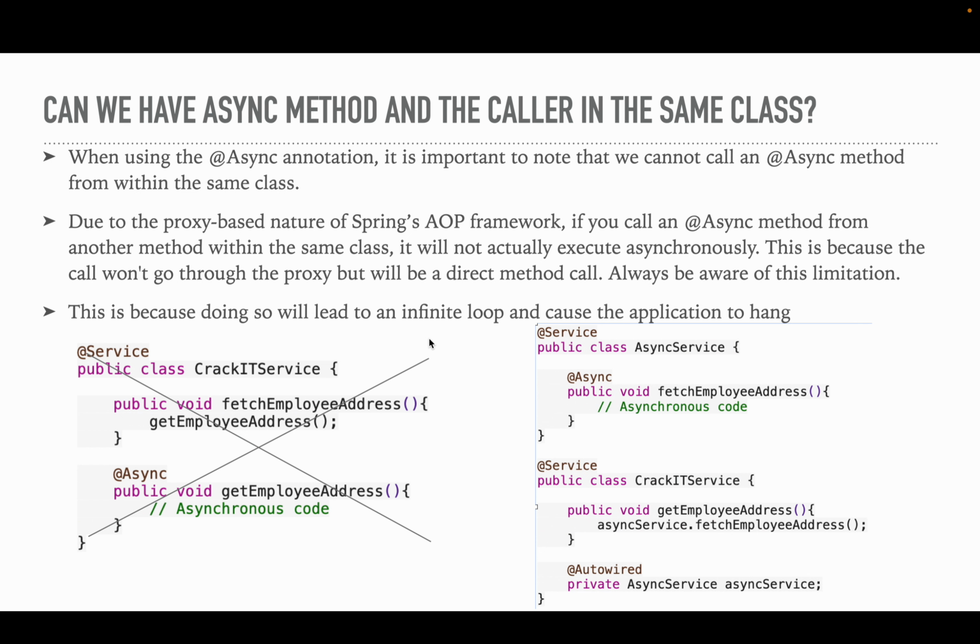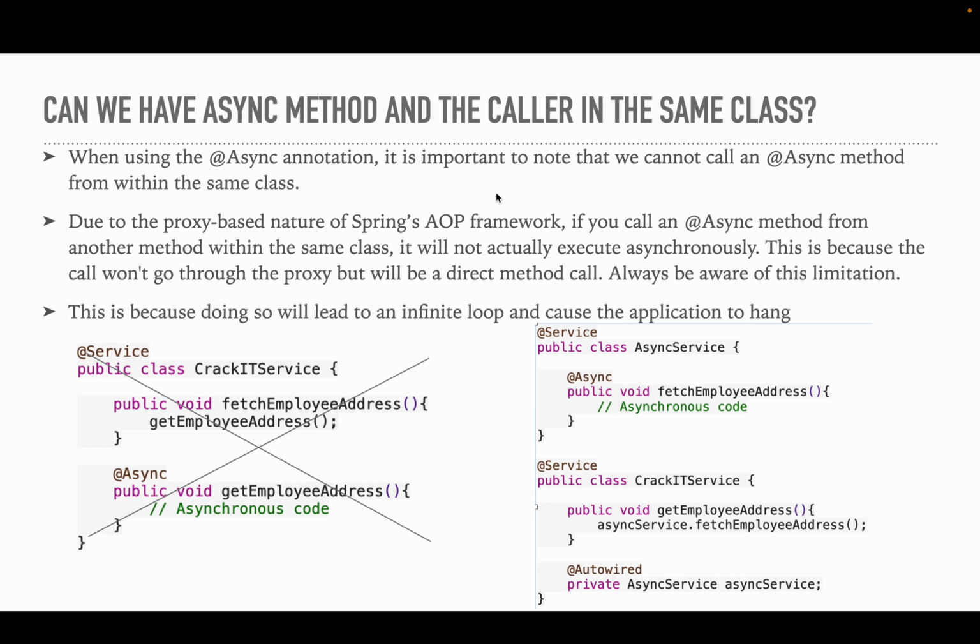What is the limitation of an async method? Can we have this async method and the caller in the same class? So let's assume this service, which is nothing but the cracked service, and if you see here, this is a fetch employee address method, and this method in turn is calling this get employee address, which is annotated with @Async. So can I have the caller and the @Async method in the same class? No, the answer is no. It is very important that we should not call an @Async method within the same class.